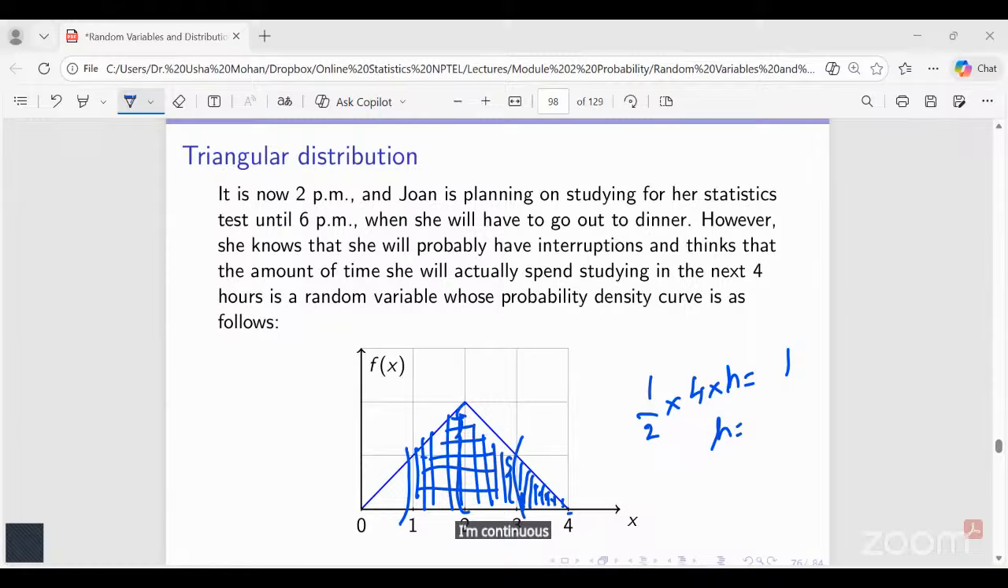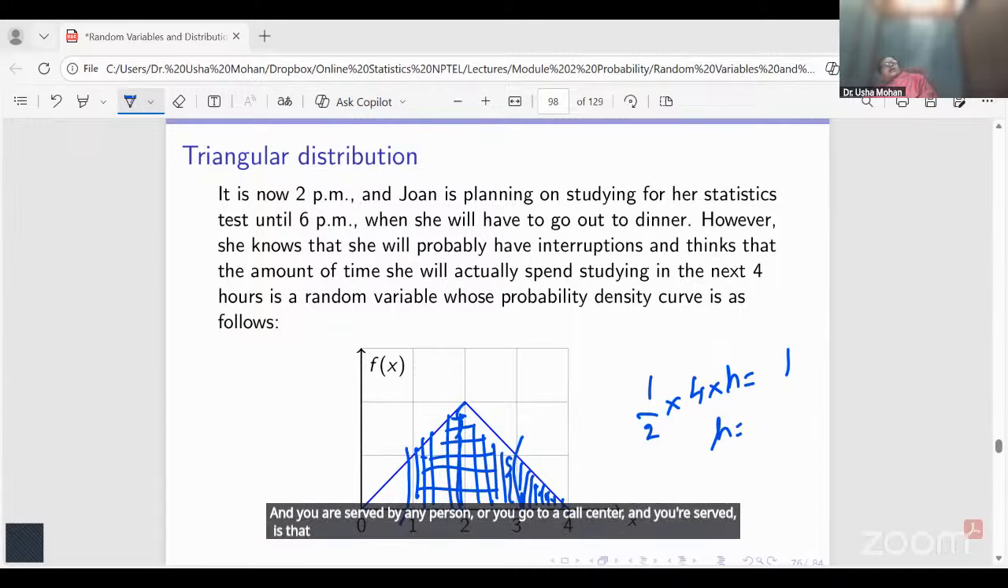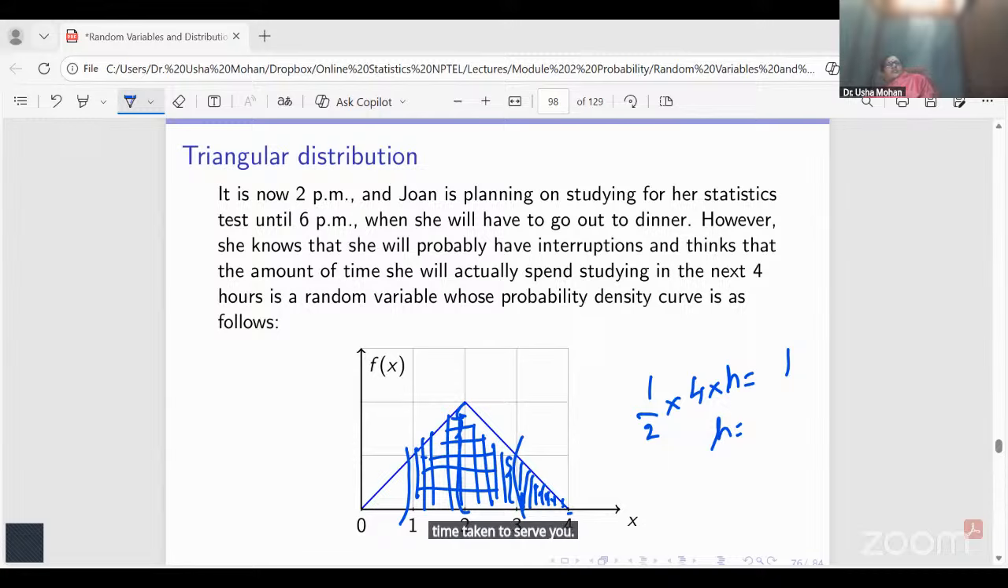Continuous. That would be a continuous distribution. Time between arrivals is typically referred to as inter-arrival time. Similarly, when you go to a bank and you are served by a person, or you go to a call center and you're served, would the time taken to serve you be discrete or continuous? The time taken for service.